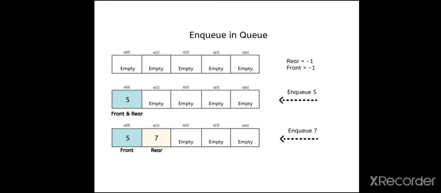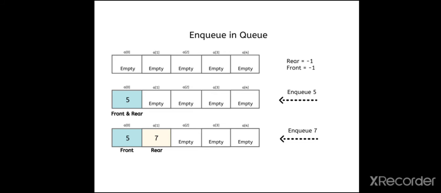Then the rear and the front value will be 0. Now I want to insert an element 5 at the position A of 0. Initially, the front and the rear are pointing to the 5. Next, if I want to insert another element, the front will not be incremented, because the front value will be incremented after deletion of an element.